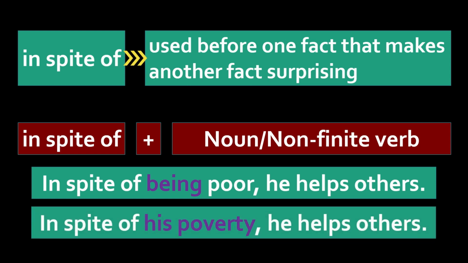Look at this here. We can also say this. In spite of his poverty, he helps others. So his poverty is a noun phrase. His poverty, noun phrase. Being poor, a gerund, is a verbal noun. It acts as a noun. So being poor, being, that's a gerund there. Okay, in spite of his poverty, he helps others. In spite of being poor, he helps others. Both are the same.